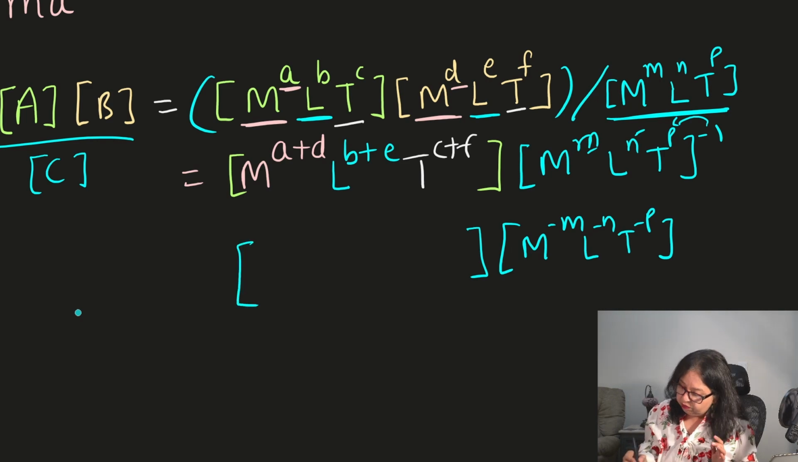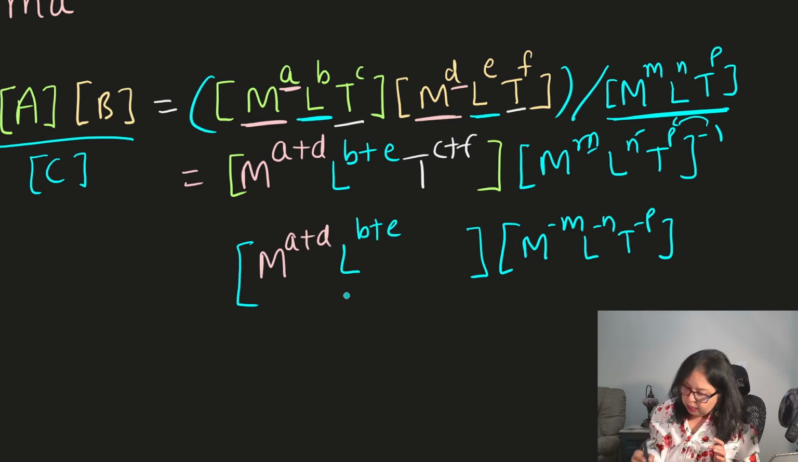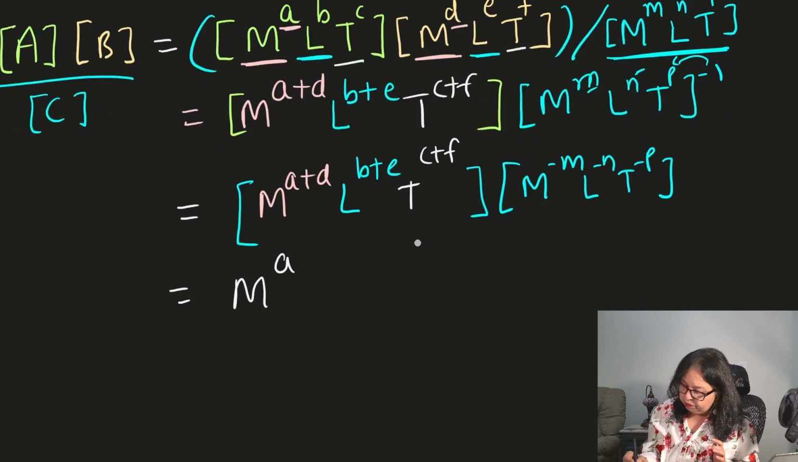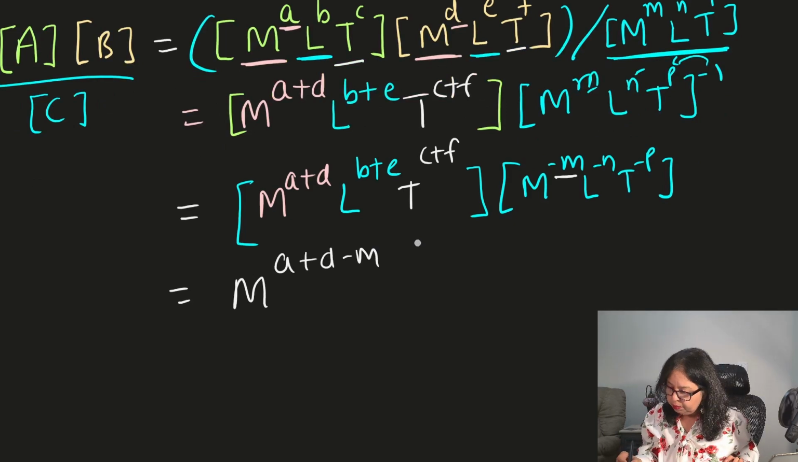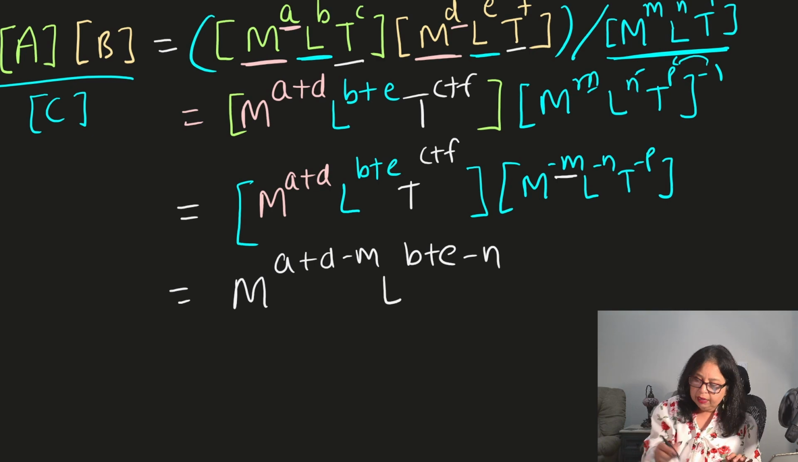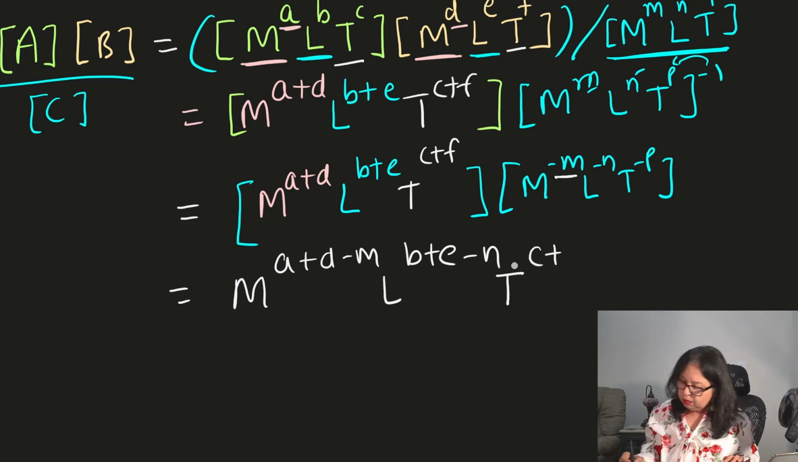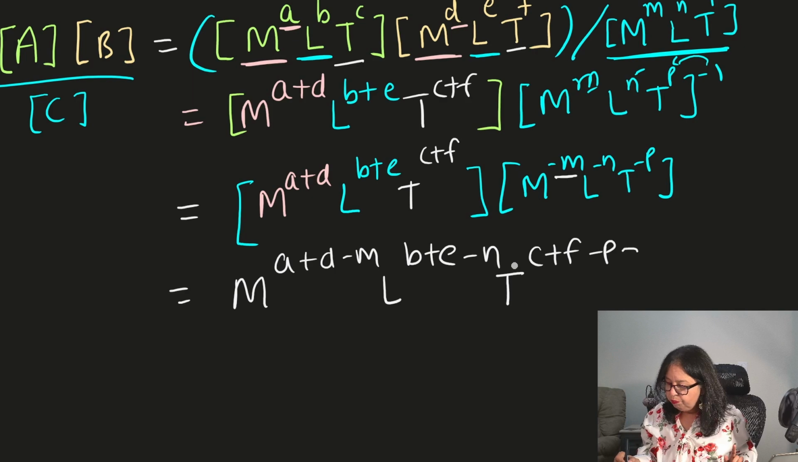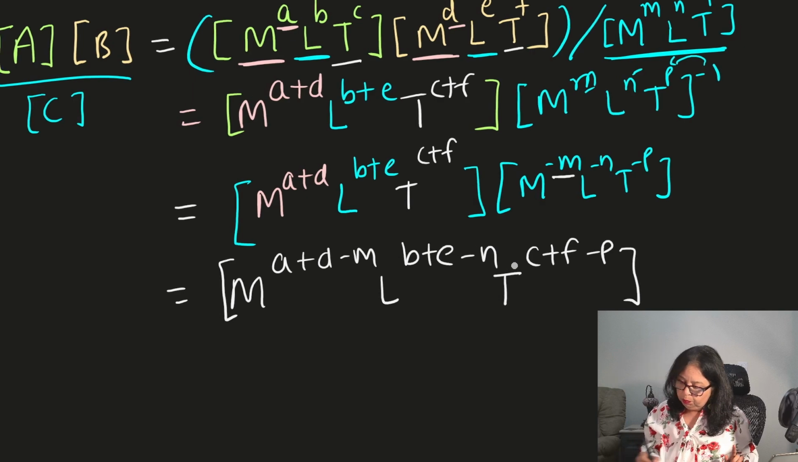And over here, what do we have? M to the power a plus d, L to the power b plus e, T to the power c plus f. Now this becomes what? M to the power a plus d minus m. L to the power b plus e minus n. T to the power, this is not plus, this is T, all right, I'll rewrite it. T to the power c plus f minus p. Put your square parentheses. That's it.